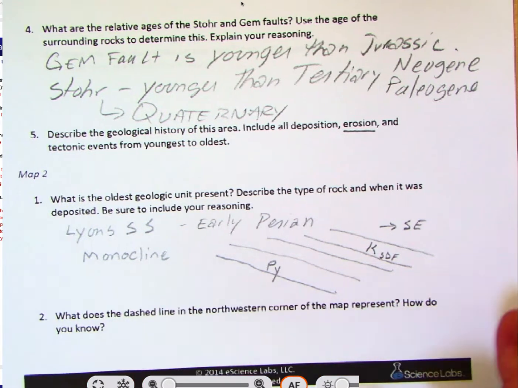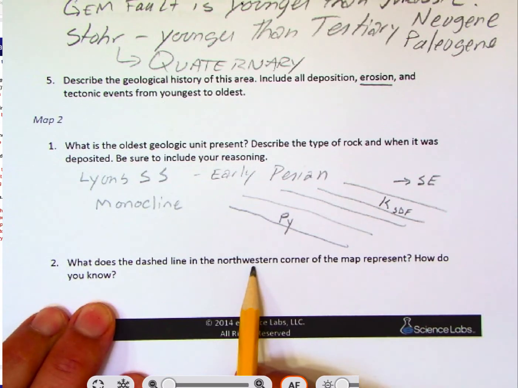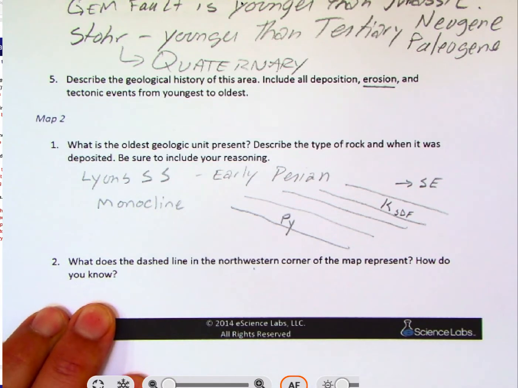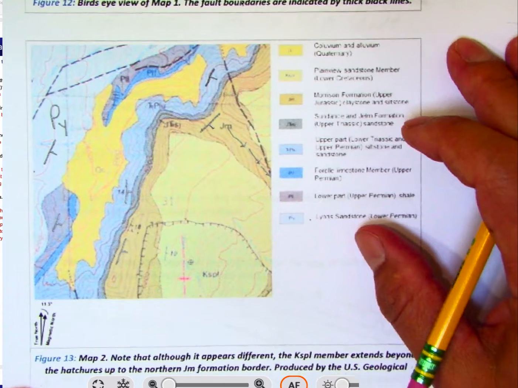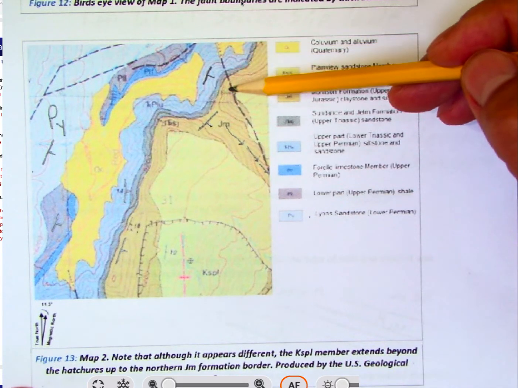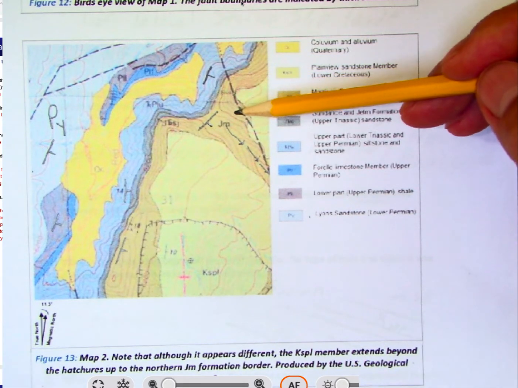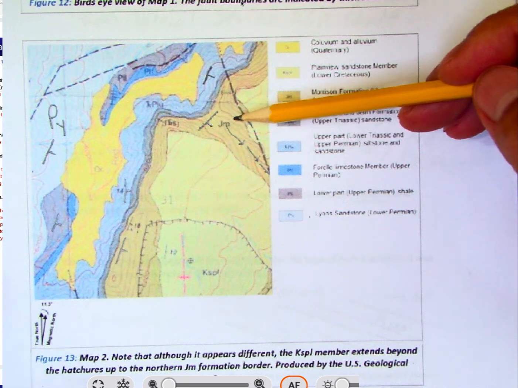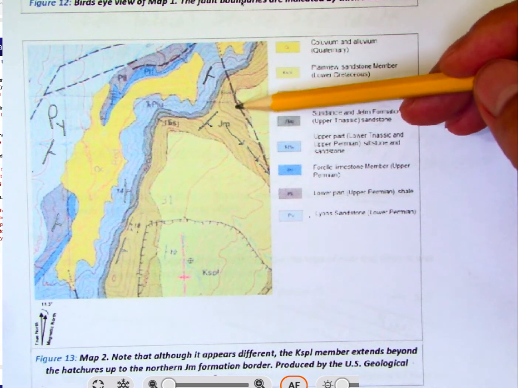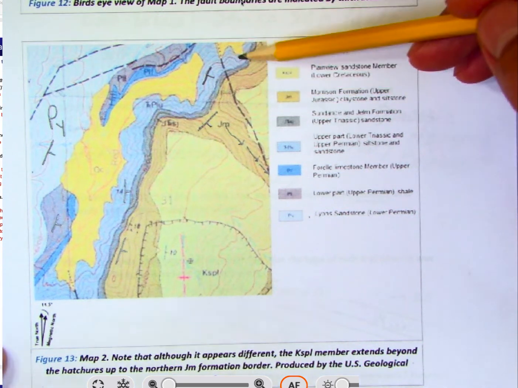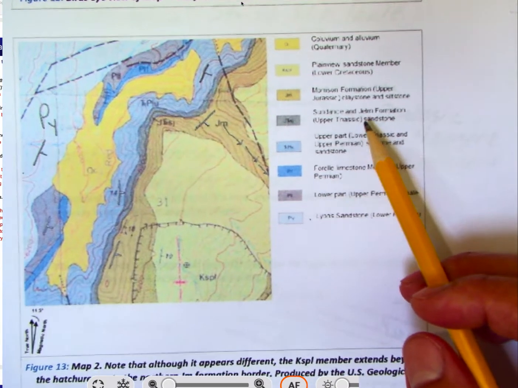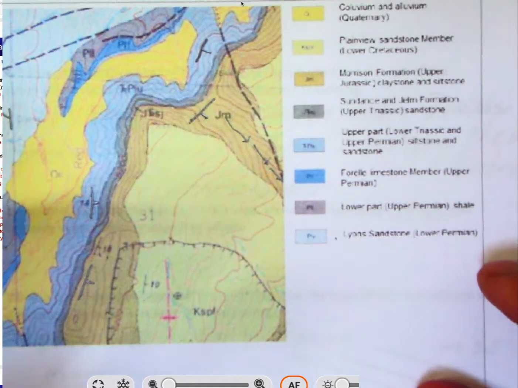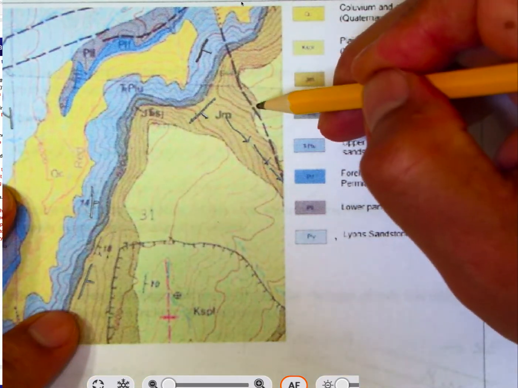All right, so the next question, what does a dashed line in the northwestern corner of the map represent? How do you know? On geologic maps, the dashed line usually represents either contacts that are not quite well defined, they're not sure about it, or a fault. But in this case, it looks like it's a fault. And one reason I can tell, if I zoom in to this part of the fault, I see that there's a little bit of offset right here.